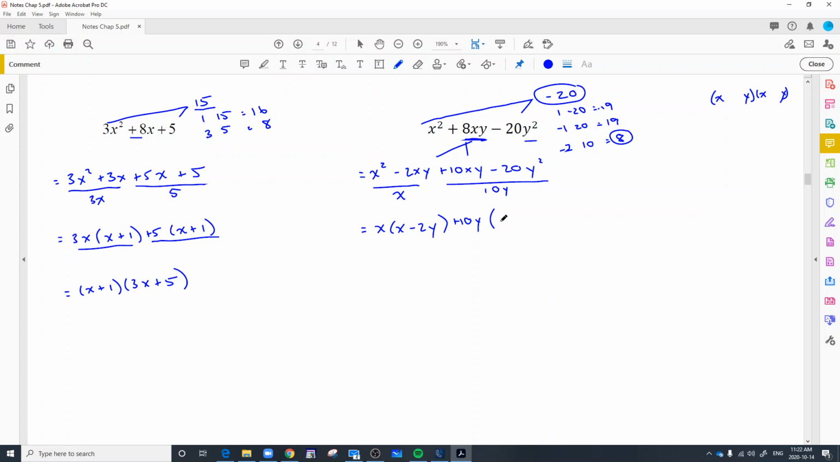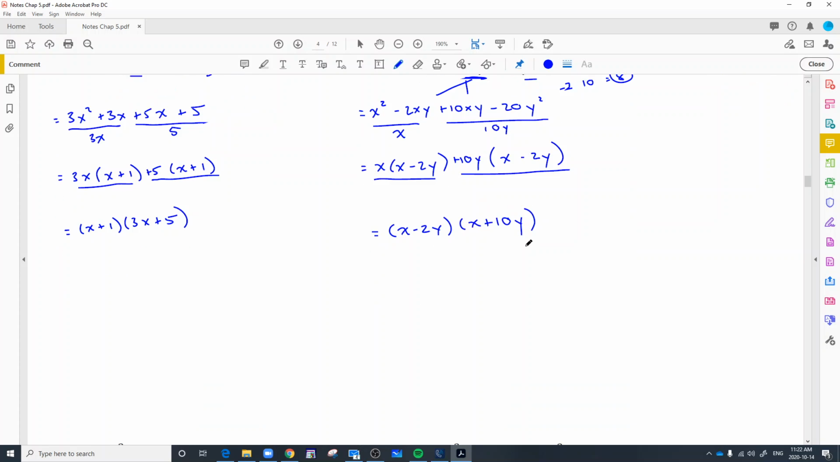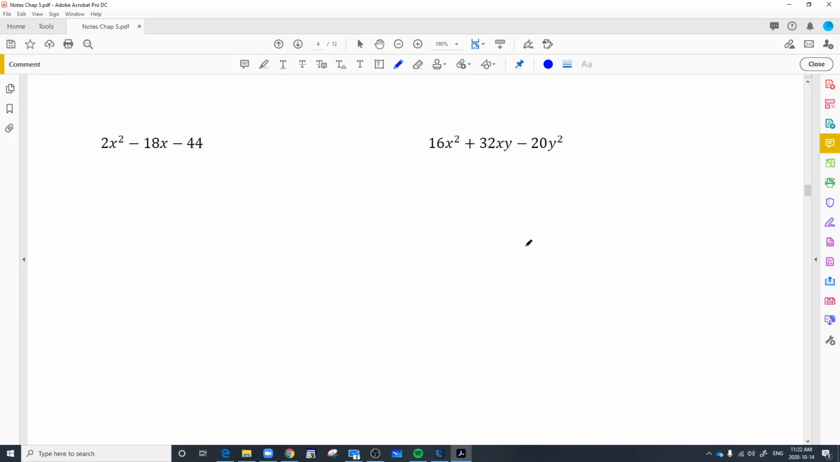And I'd be left with an x and a minus 2y. I'll know I did it right because I'm left with a binomial with a common factor of x minus 2y, and then I'm left with x plus 10y. All right, if I wanted to check that, I could multiply back through and make sure that it worked out. All right, two more, and then you're going to go and practice these.